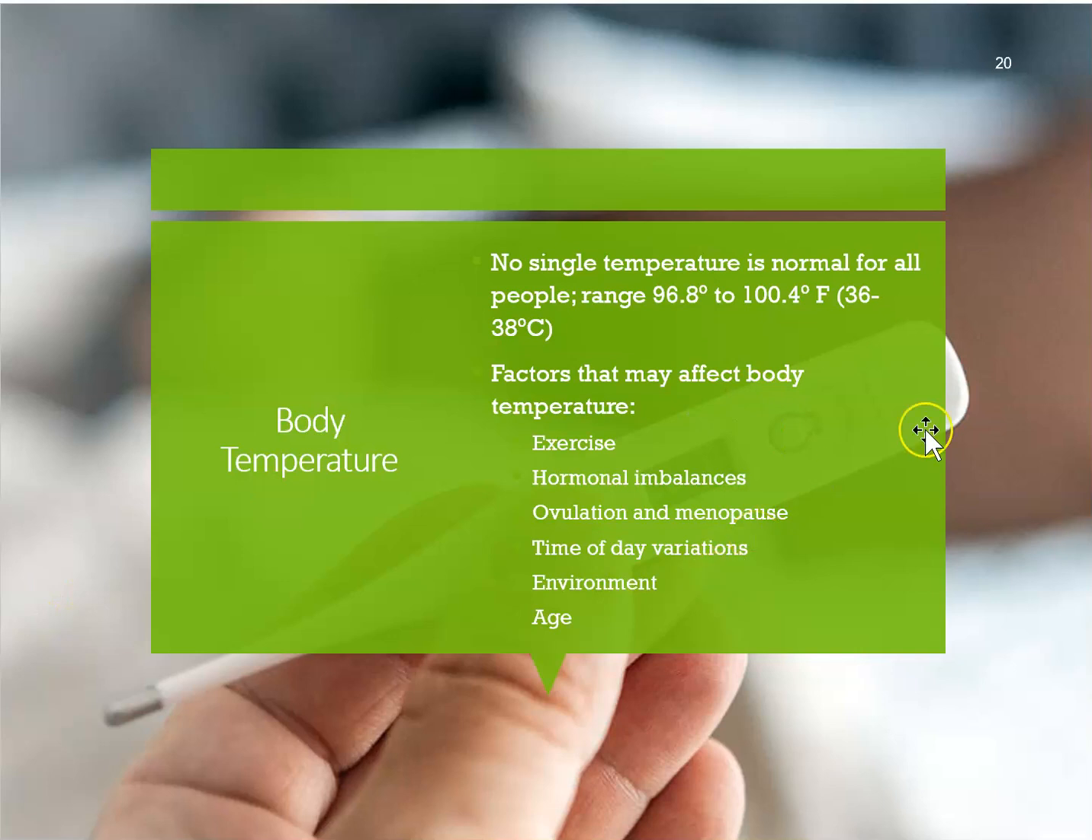When you're doing a temperature reading, you want to be mindful of the range. So 96.8 to 100.4 degrees Fahrenheit is the normal range. It can vary. There's not one temperature that is normal for all people. And in Celsius, it's anywhere from 36 to 38 degrees. And of course, as we know, exercising, the time, if you're ovulating, your age, they all play a role with a temperature. So your temperature does change. But as long as they're within this range, we can treat them.